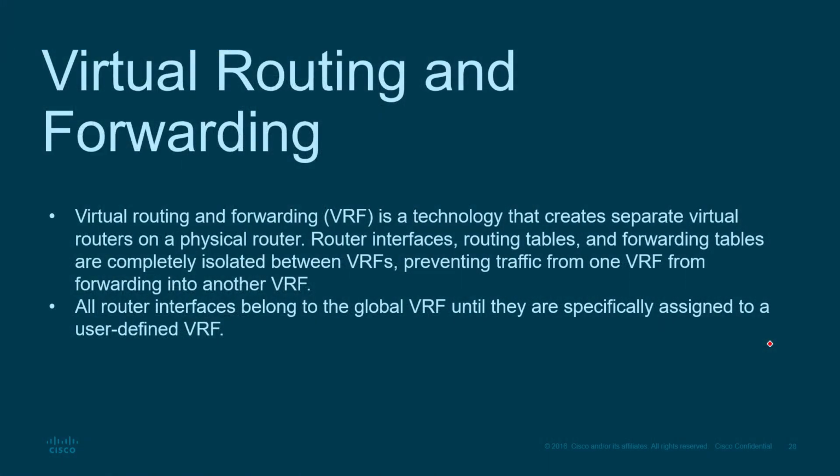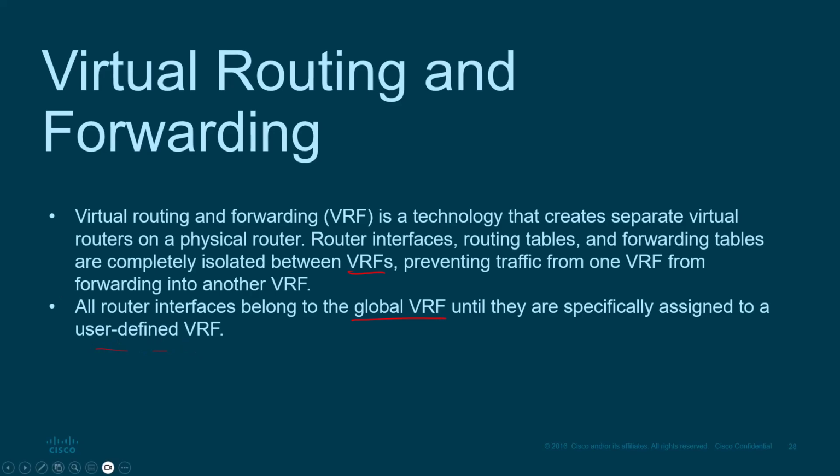All right, lastly was our virtual routing and forwarding, also known as VRF. This is a technology that creates separate virtual routers on the same physical router. The router interface, route table, and forwarding table are completely isolated between the individual VRFs, preventing traffic from one VRF from forwarding to another VRF. All router interfaces belong to the global or parent VRF until they're specifically assigned to a user-defined VRF.